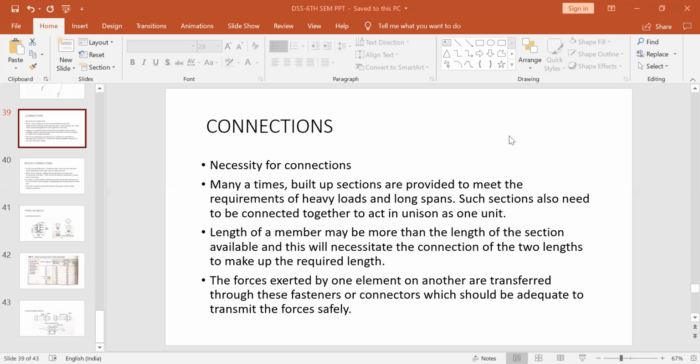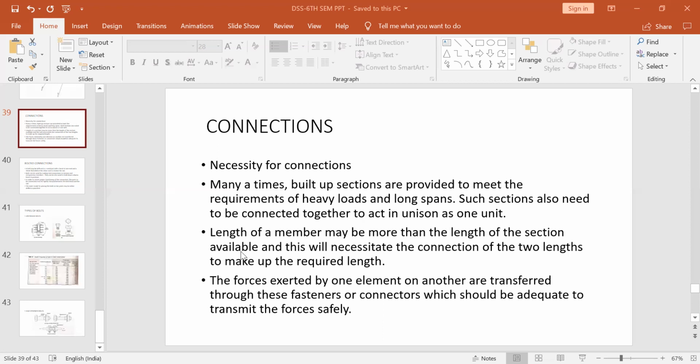So in that case, your connectors or fasteners, they are called connectors or fasteners, are used for heavy loads and longer spans. Longer span will give more deflection, so in order to control deflection, your connections have to be good. Such sections also need to be connected together to act as one unit. The main intention is to make all the elements act as one unit, so that the load is safely transferred from one element to the other. Such is the requirement for connection.